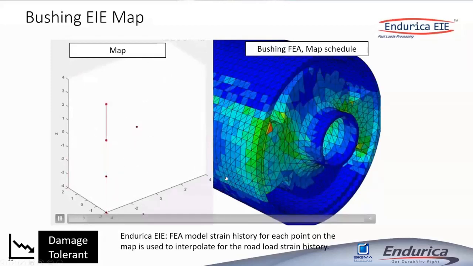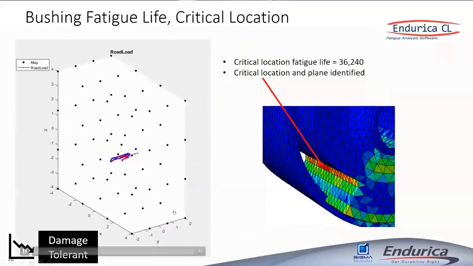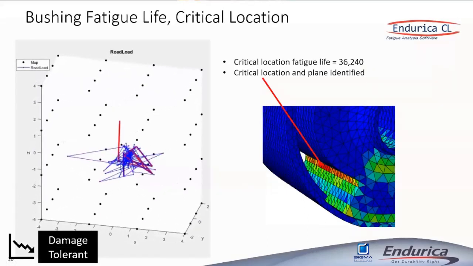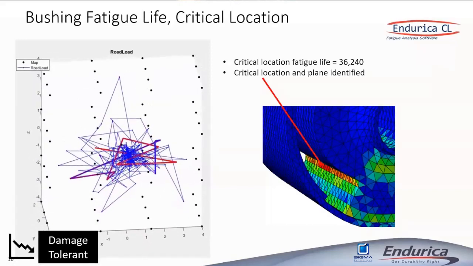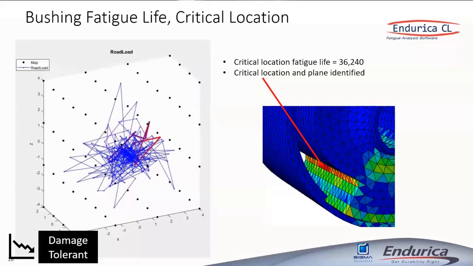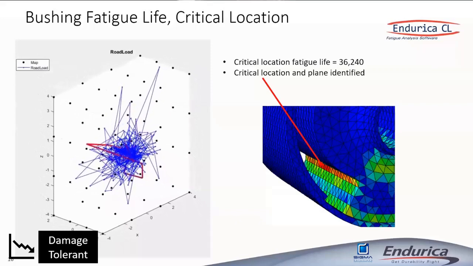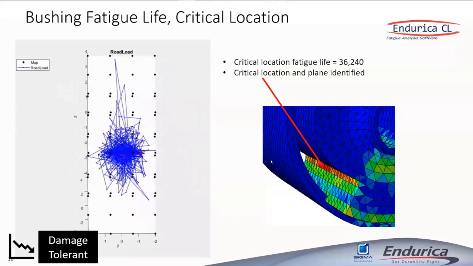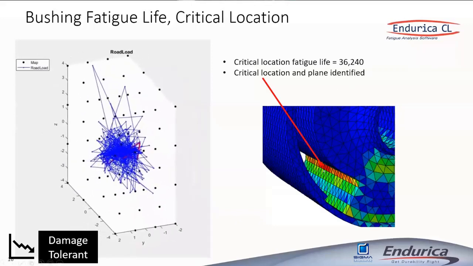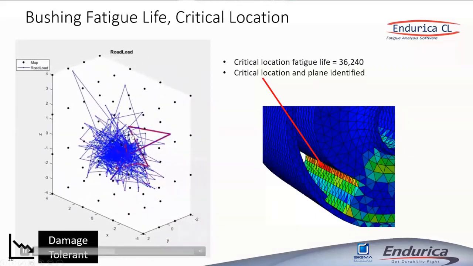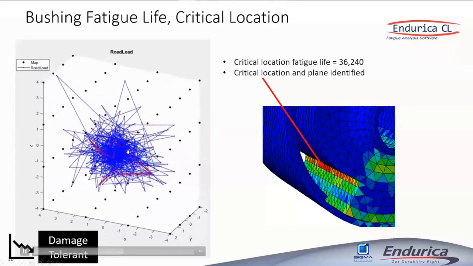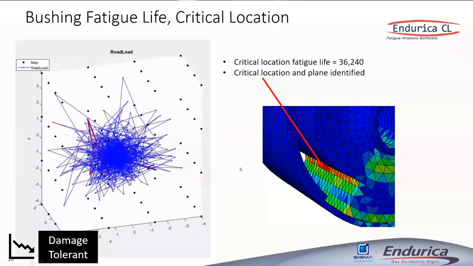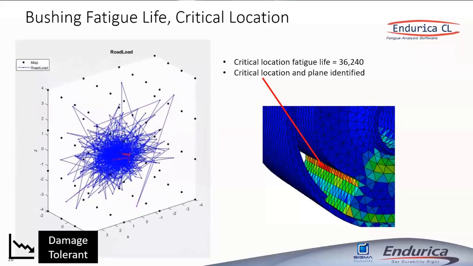And if I go to the next slide, you can see the animation here of this map, and I'm playing the road load into that map, and we just interpolate from that map to get the strains that we need to do the fatigue analysis. So we're going to take the results from EIE, pass them to Endurica CL, and what we get is a prediction of the fatigue life, in this case 36,000 repeats of this signal. So that's a capability that we have with EIE and CL.